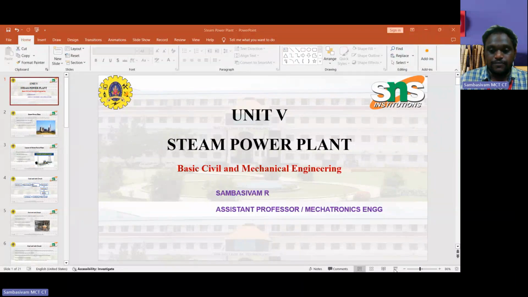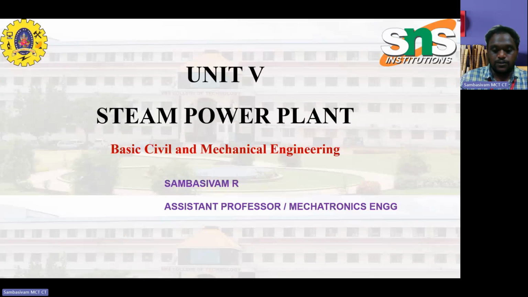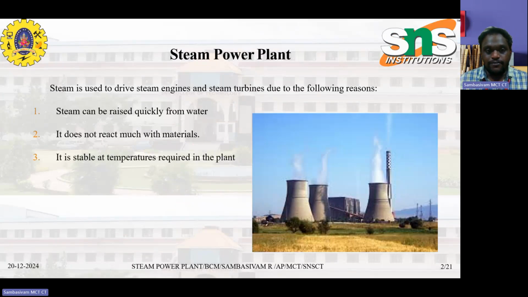Before getting into the slide, I would like to mention that there are different types of power plants. One of them is the steam power plant. Generally, we can say that a steam power plant is nothing but generation using steam to drive steam engines and steam turbines, because steam can be raised quickly from water. It does not require any external agencies, and it does not need much material because water boils easily.